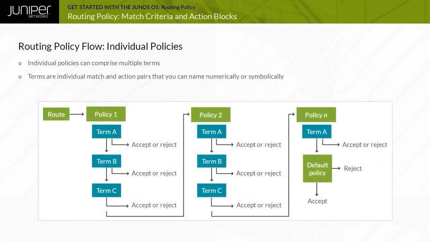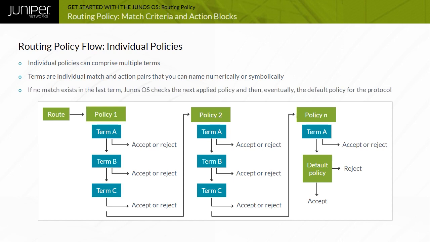Individual policies can comprise multiple terms. Terms are individual match and action pairs that you can name numerically or symbolically. Junos OS lists terms sequentially from top to bottom and evaluates them in that manner. The software checks each term for its match criteria. When a match occurs, the software performs the associated action. If no match exists in the first term, the software checks the second term. If no match exists in the second term, Junos OS checks the third term. This pattern repeats itself for all terms.